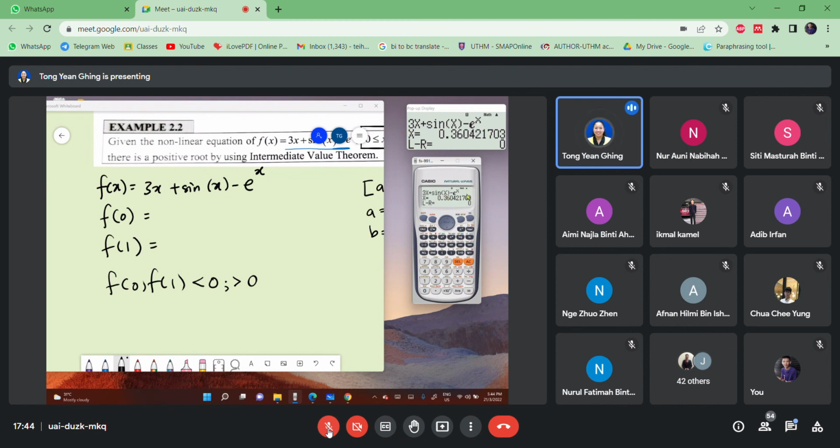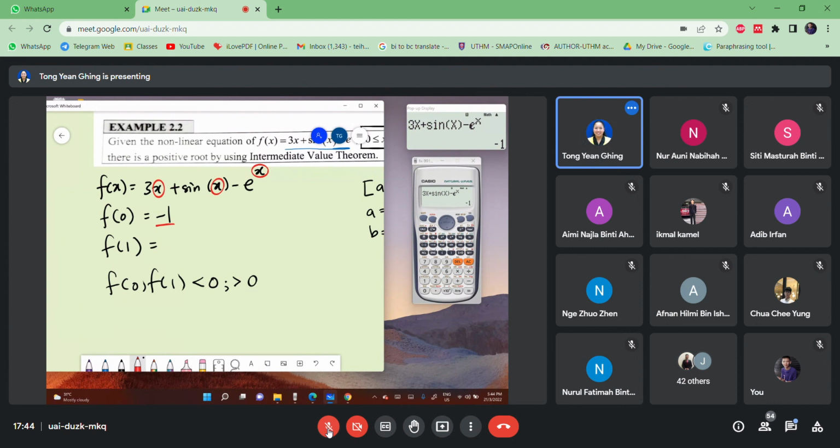Press calculate. What is x? X is 0. And then I press equal. So I get the value of -1. So here, when I substitute the value of x with 0, I get -1.